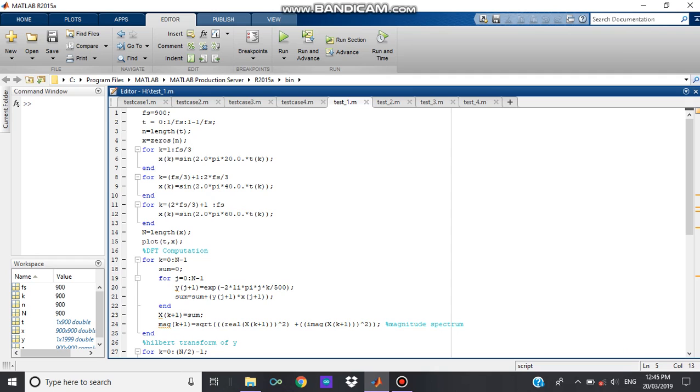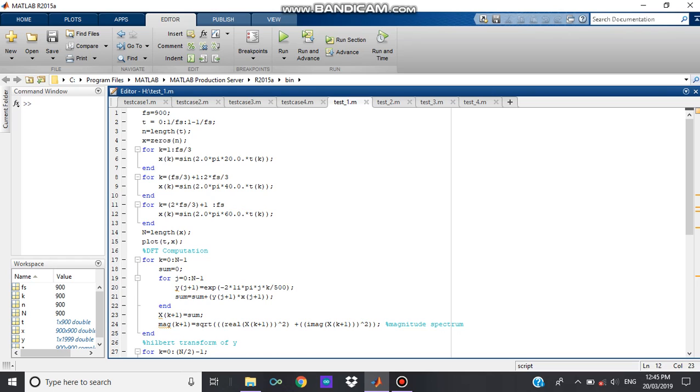So initially I am taking Fs as 900 and then the time domain scaling is this, and the length of the signal I am taking is N here. X is my signal, which is an FM signal. Here I've taken the signal with 3 frequencies: one with 20 Hz, another with 40 Hz and another with 60 Hz. I've just added them by dividing it in the time domain.